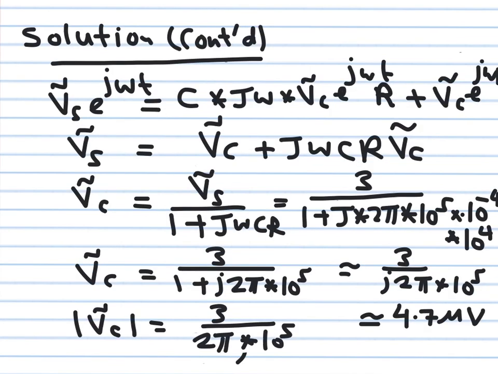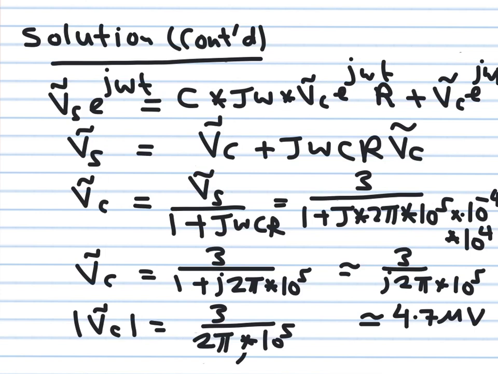Okay, so we put everything together. This is Vs equals IR plus Vc, but we write it in terms of complex notation. Vc is now Vc tilde, the phasor, times e to the j omega t. This is the corresponding complex response function.